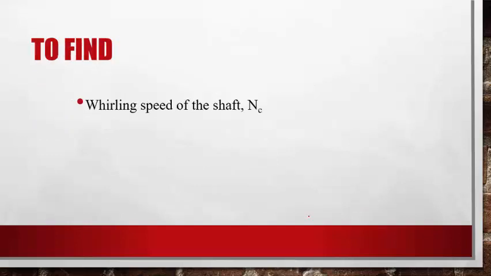So it is asked to find the whirling speed of the shaft. According to the definition of whirling speed, we have to calculate the natural frequency of the system. When the system's forced frequency reaches the natural frequency, then only the system will be rotating with the critical speed, that is whirling speed. Okay, so for that we have to calculate the natural frequency of the system. For the given transverse vibration condition, we can calculate the natural frequency of the system using Dunkerley's approach.